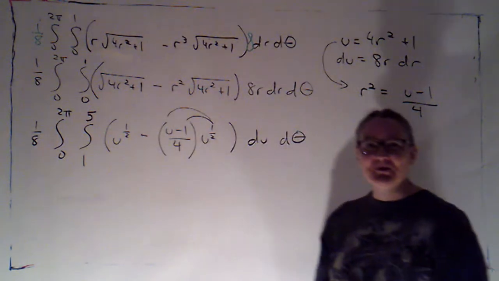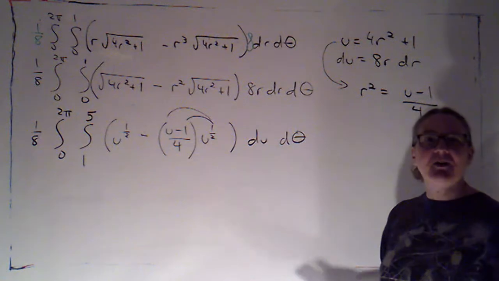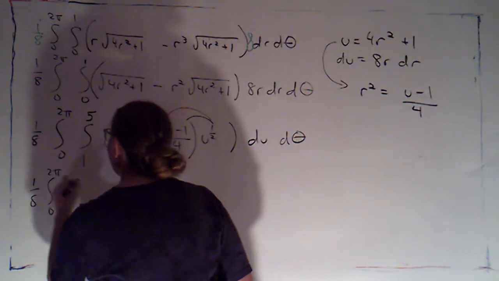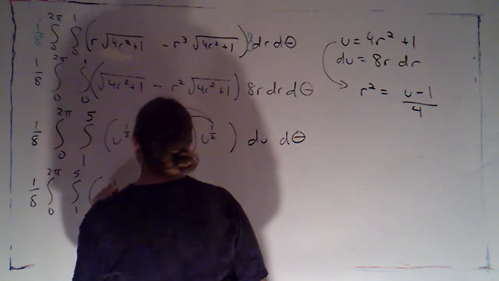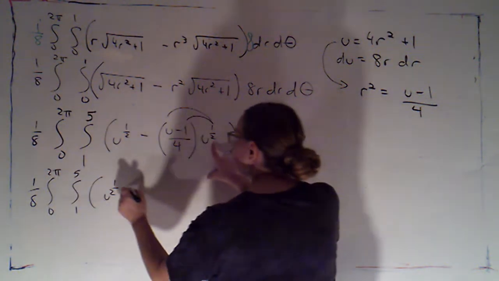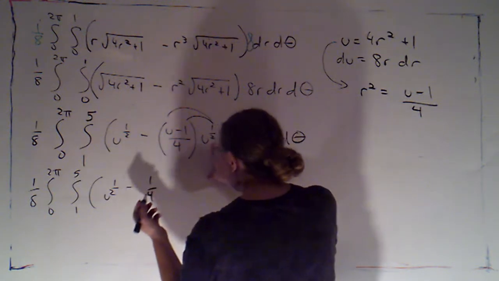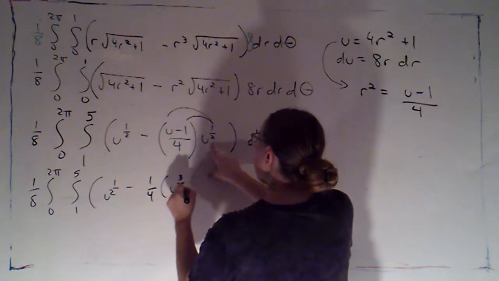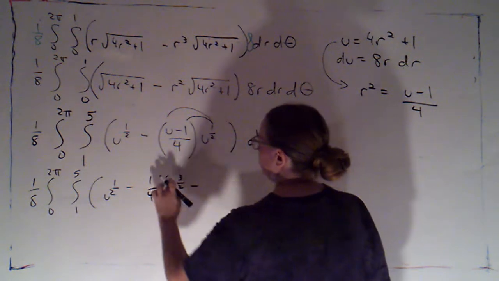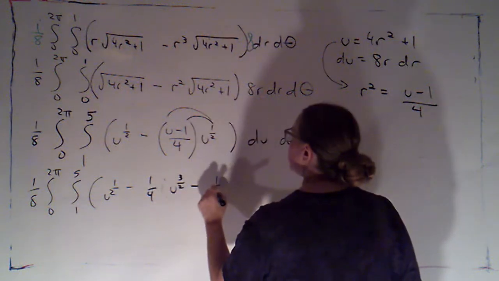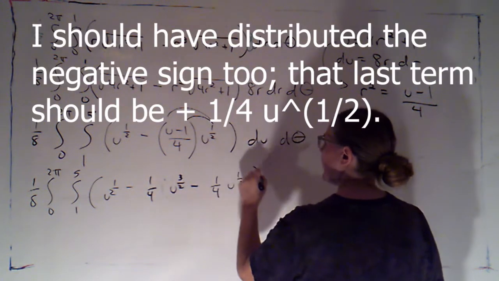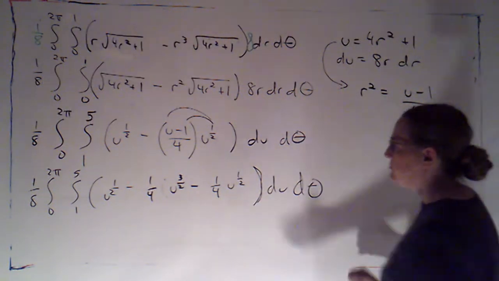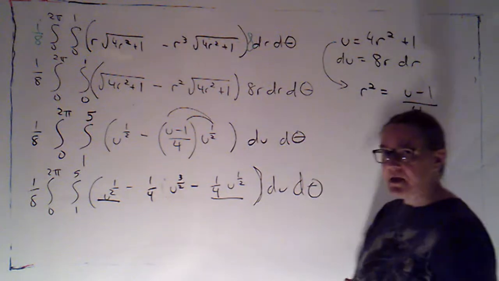Okay, now I've got this product here, but fortunately, I know how to multiply. So I don't have a nice rule for integrating that particular product, but I do know how to simplify the multiplication. So this is 1/8 integral 0 to 2 pi, integral 1 to 5, u to the 1/2, minus, I'm just going to write this as 1/4. Let's see, that's going to be u to the 3/2 minus, actually let's just distribute that 1/4, minus 1/4 u to the 1/2 du d theta.